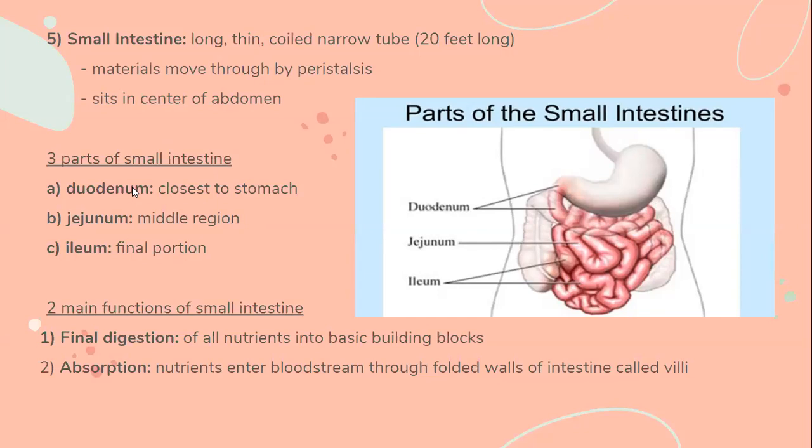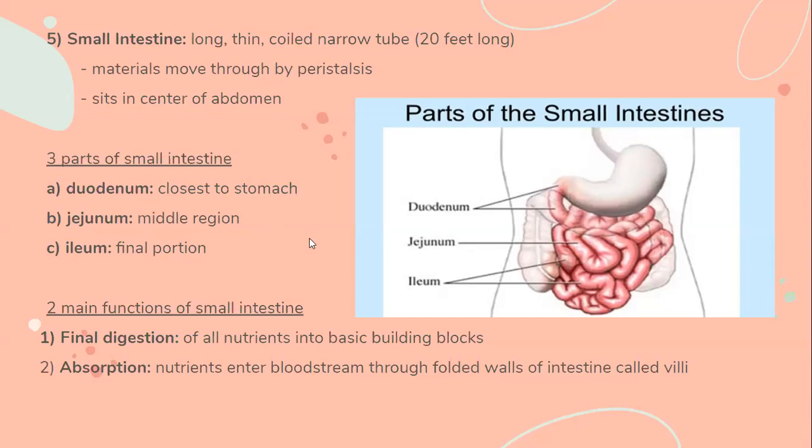There are three parts of the small intestine. There's the duodenum, which is the part closest to the stomach. If you think of it in thirds, it's the first third of the small intestine. Then you have the jejunum, which is the middle region, the bigger chunk, like the second third. And then we have the ileum, which is the final portion, the last third.